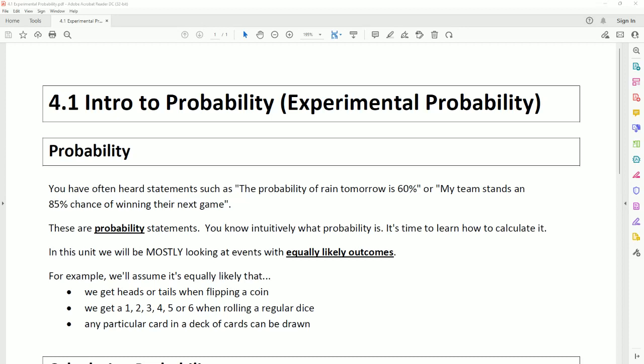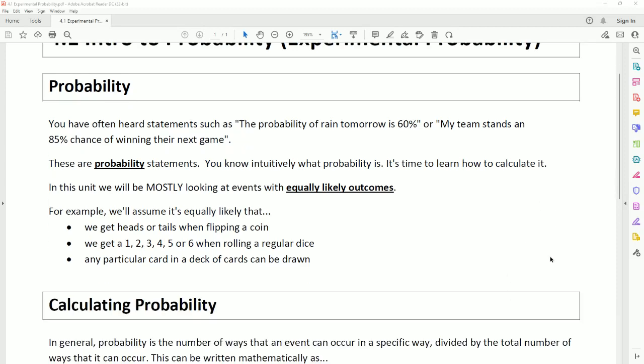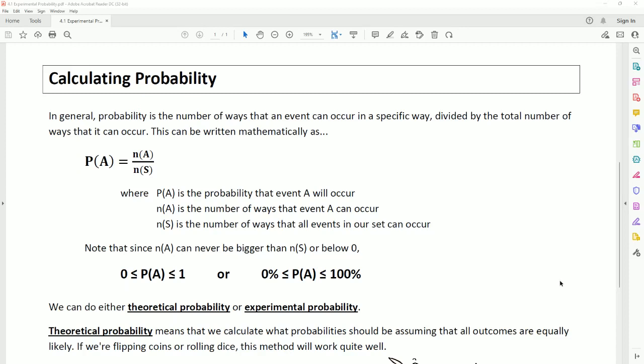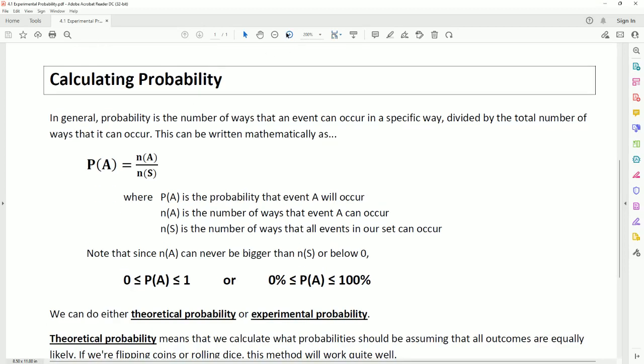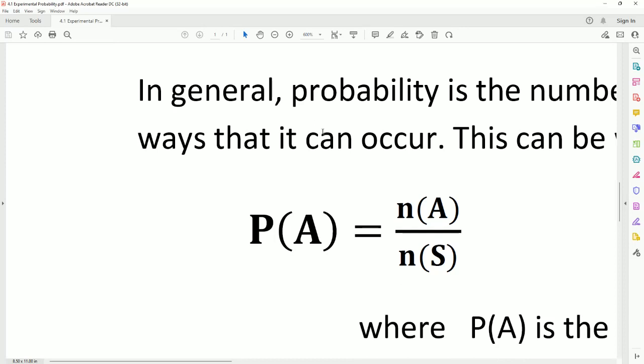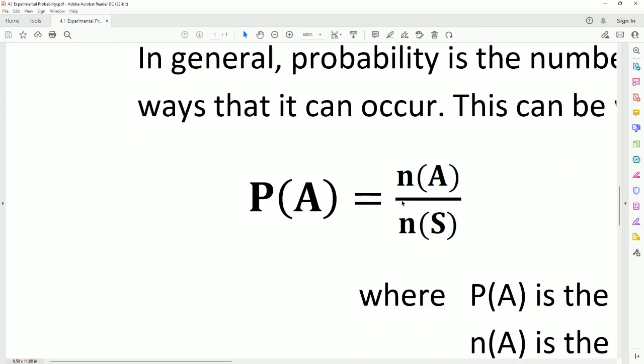Okay, so that aside, experimental probability, a little bit different. Good news, as I said though, calculating is exactly the same. Regardless of what we want to do, the notation is the same, the calculation is the same. The probability that something will happen. So I'm just going to zoom in for a brief moment. There we go. The probability that A will happen is equal to the number of ways that A can happen divided by the number of ways anything can happen.